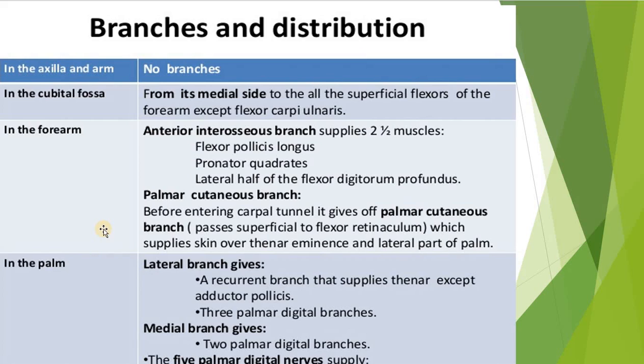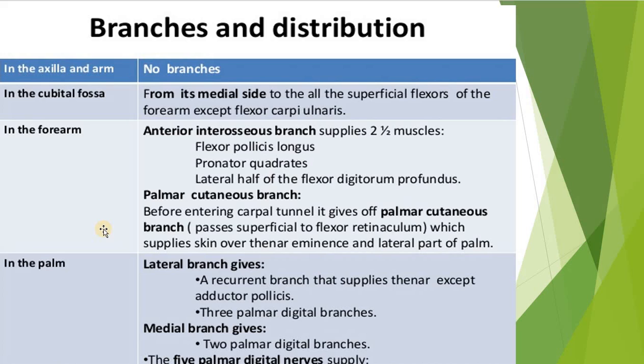Now combining all the branches. In the axilla, there are no branches. In the cubital fossa, from its medial side, the superficial flexors and the FCU muscle are supplied. In the forearm, the anterior interosseous branch supplies two and a half muscles: flexor pollicis longus, pronator quadratus, and the FDP. The palmar cutaneous branch, before entering the carpal tunnel, passes over the flexor retinaculum and supplies the skin over the thenar eminence. The lateral side of the palm is also supplied.